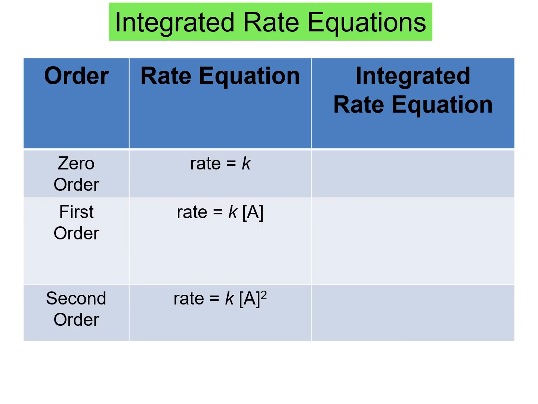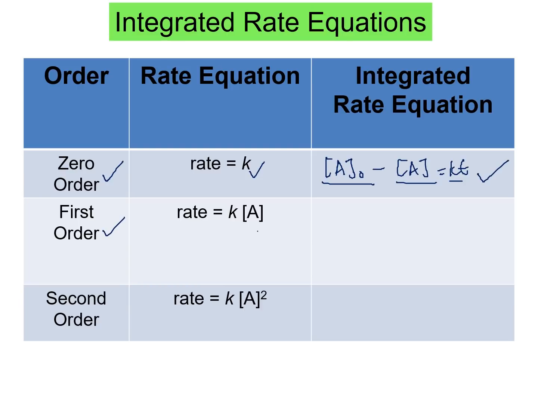Now, we want to write integrated rate equations. For zero order, we integrate this equation. You will write concentration A naught minus concentration A equals to KT. This refers to the initial concentration of A. This refers to the concentration A after time T. K refers to the rate constant. This is the integrated rate equation for zero order.